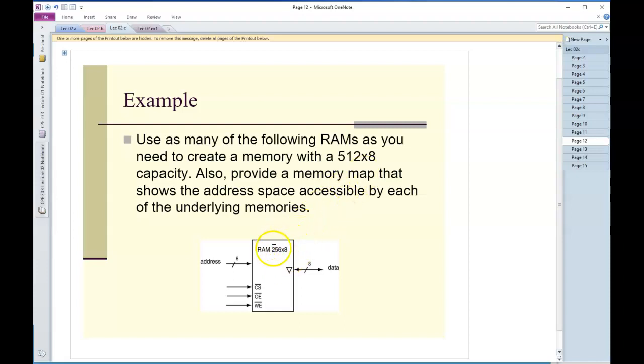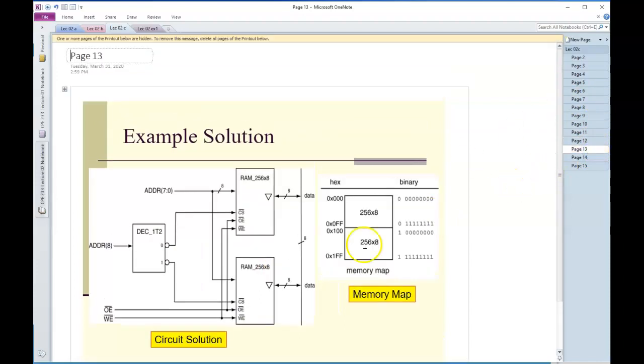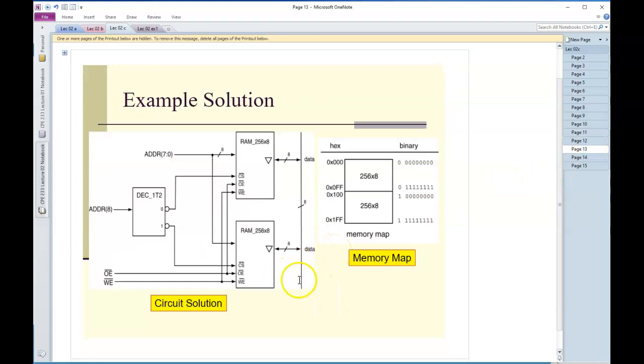So 256 by 8 has 8 address lines. What I'm going to need to do is get essentially another address line in here, and the standard decoder is going to help me do that. So here is the solution. These two devices still share the same 8-bit address lines, but for that 9th address line, which I need to address 512 things, I am going to turn one of these RAMs off. I'm going to turn it off by using a decoder.